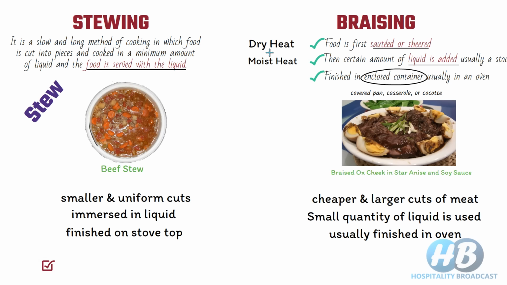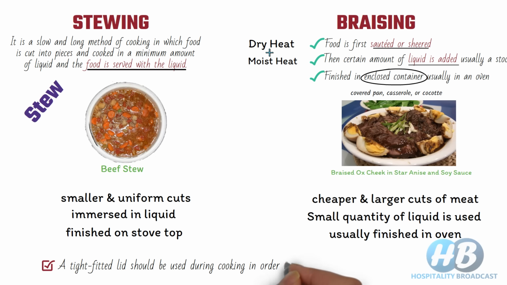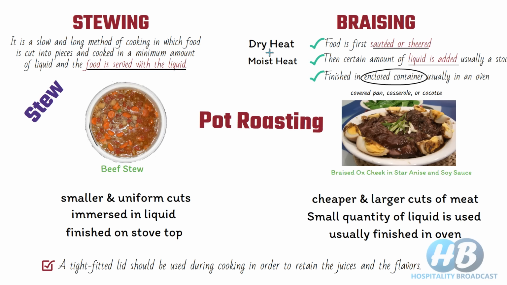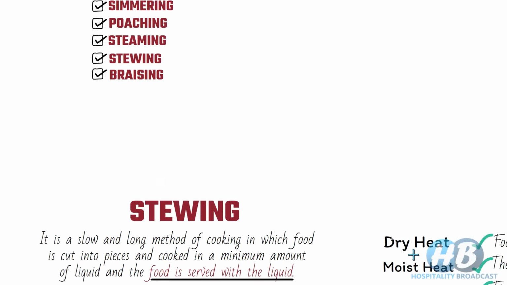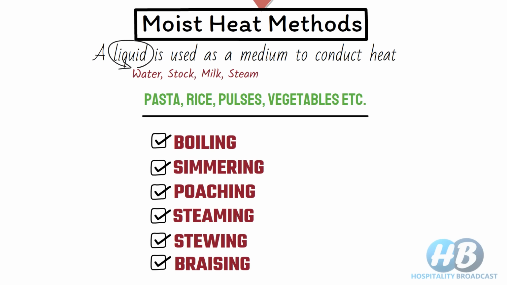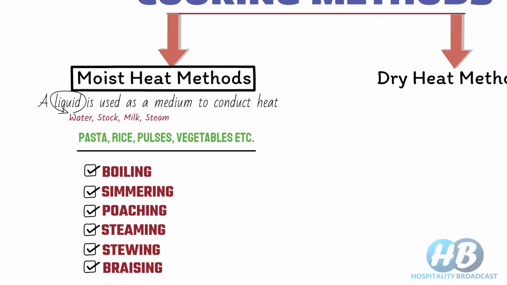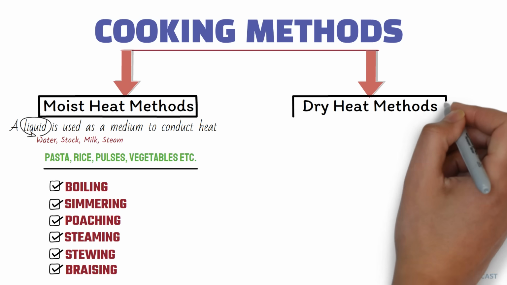Please note, in both cases a tight fitted lid should be used during cooking to retain the juices and flavors. Also, some people consider braising as pot roasting, which we will differentiate in the later part of this video. Now we have covered our moist heat methods. Let's move to the second category, that is dry heat methods.